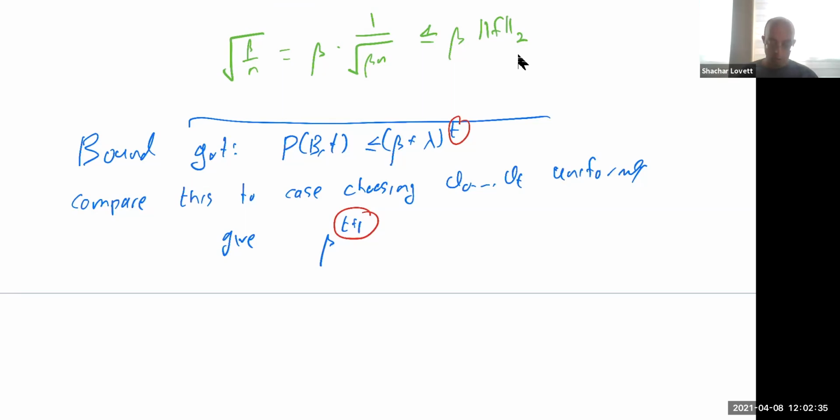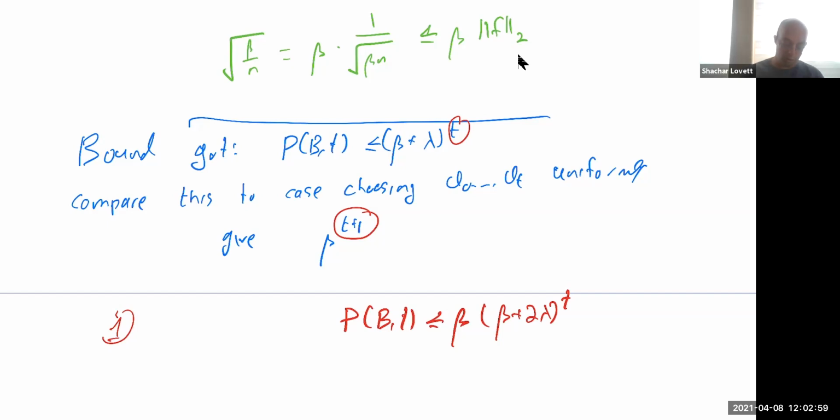So one, I want to argue that you can get this better bound where you have another factor of beta here. Okay, there's actually a paper showing that, and in fact this is tight. You can even show the other side is at least beta minus 2 lambda to the t. So up to this plus or minus 2 lambda, that's the right answer. And again, if lambda is 0, this gives beta to the t plus 1, and not beta to the t. So that's one comment.